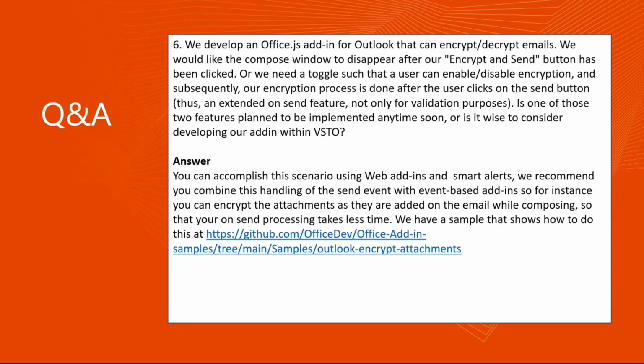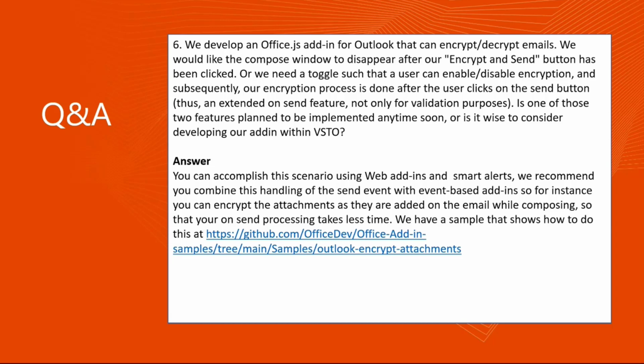And then question number 6 was about developing an Office.js add-in for Outlook that can encrypt and decrypt emails. So we'd like the compose window to disappear after our encrypt and send button has been clicked, or we need a toggle such that a user can enable or disable encryption, and subsequently our encryption process is done after the user clicks on the send button. Thus, an extended on-send feature, not only for validation purposes. Is one of those two features planned to be implemented anytime soon, or is it wise to consider developing the add-in within VSTO?